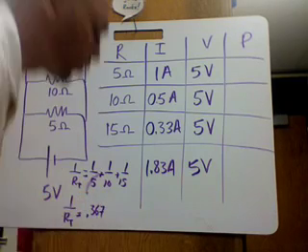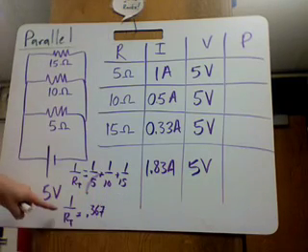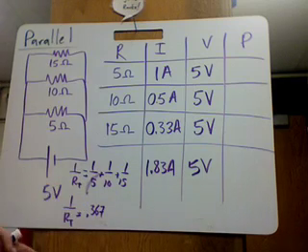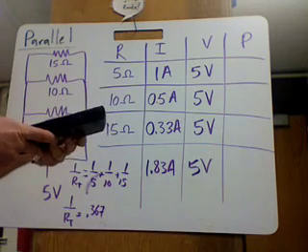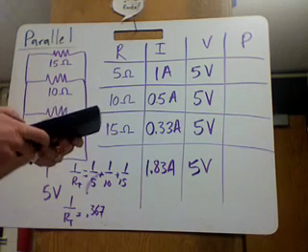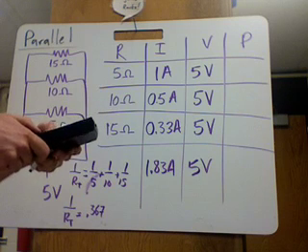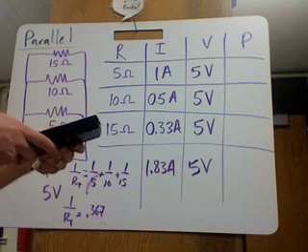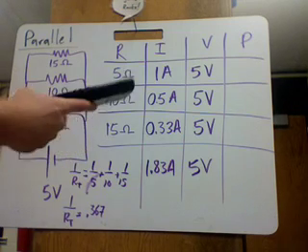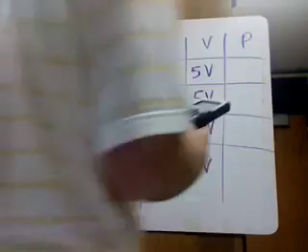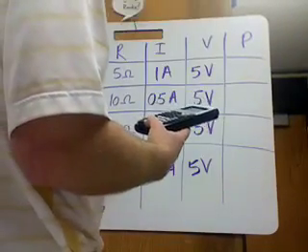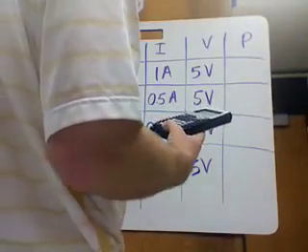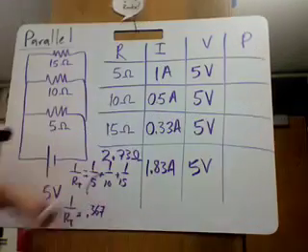0.367. Now here's where you guys have to be careful. I don't want to know 1 over RT, I want to know RT. So what do we have to do? We have to take the inverse of this. If I take the inverse, I get 2.72 or 2.73. So my total is 2.73 ohms.